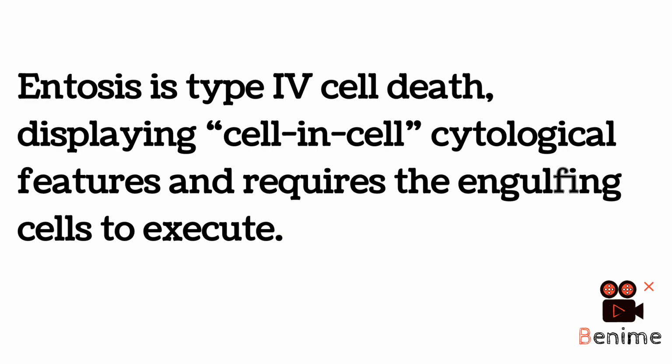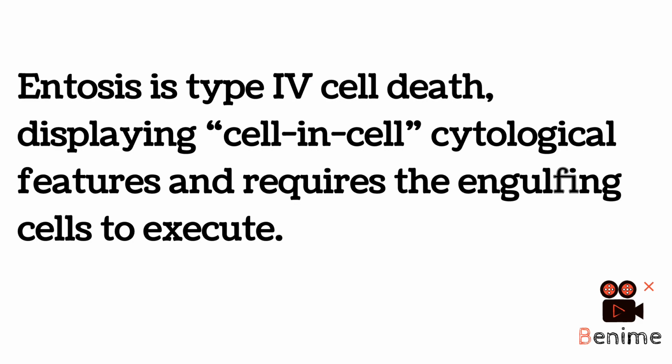Next is entosis, a type 4 cell death which displays cell-in-cell cytological features and requires the engulfing cells to execute. So, this is a very different form of cell death. I don't think you might have heard of this, but very scarce or very little evidence can we see of this process, that is entosis, which is a type 4 cell death which displays cell-in-cell cytological features. So, what does this mean? Cell-in-cell cytological features.